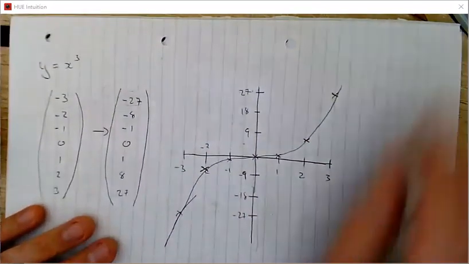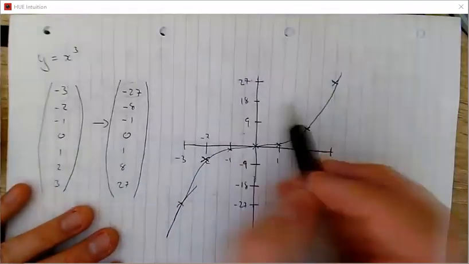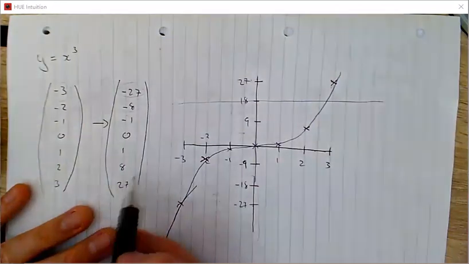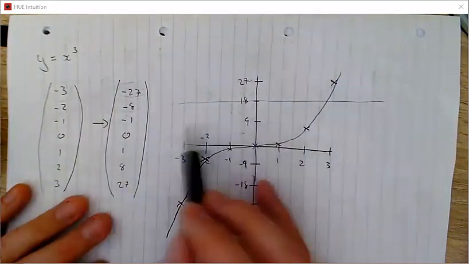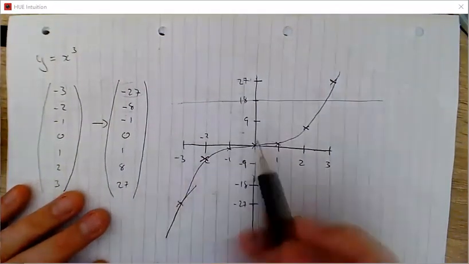So is this function injective? Well, there's no point where I can draw a horizontal line that will cross more than once.